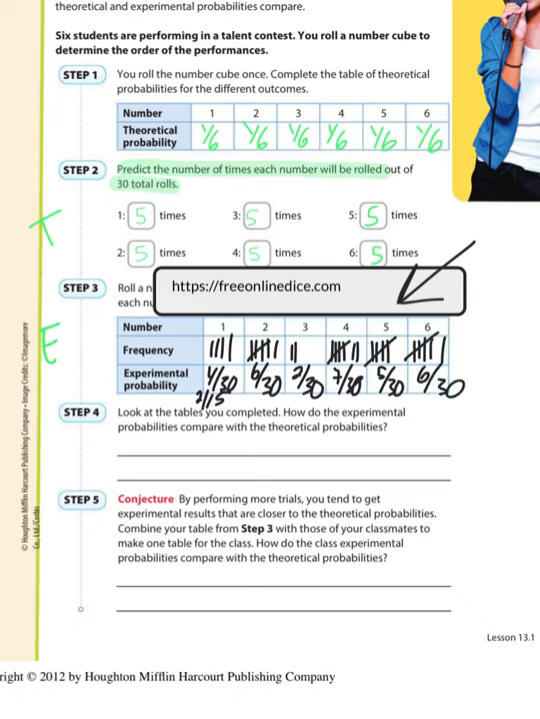So notice how the experimental probability is different for each number, because each number occurred differently in the experiment. So theoretically, they all should be around 5. And they're all pretty close to 5. 3 is lacking a little bit. But they're all different because what should happen is different than what actually happens.